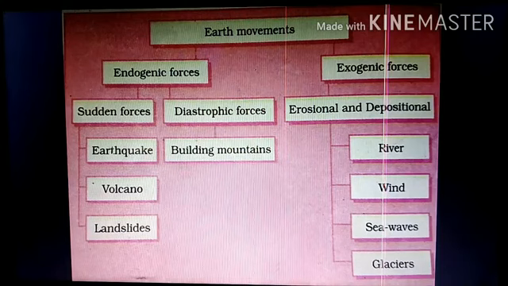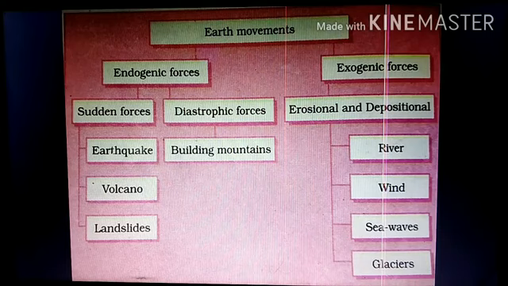While exogenic forces are acting on the surface of the earth through many processes like erosional, depositional, etc. The examples of exogenic forces are work of a river, work of wind, work of sea waves, work of glaciers, etc. I hope all of you understood the concepts clearly.